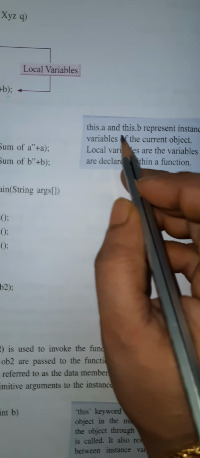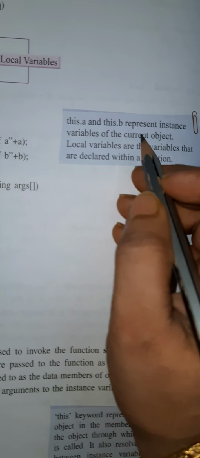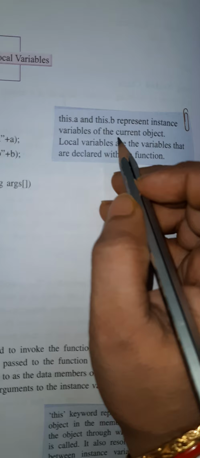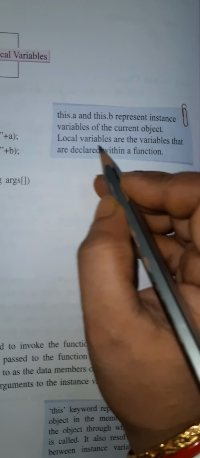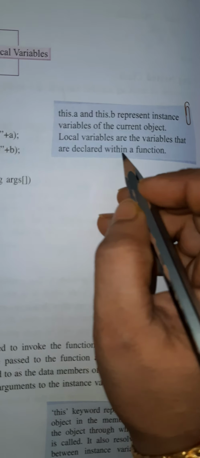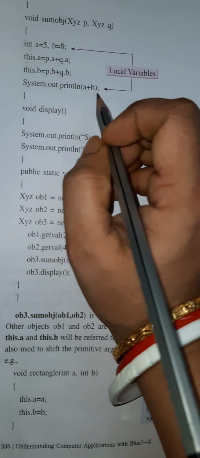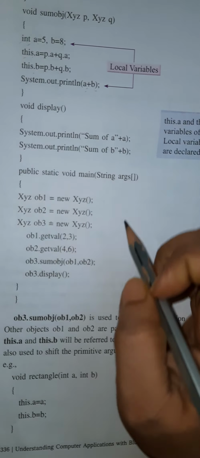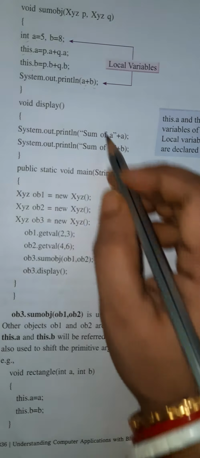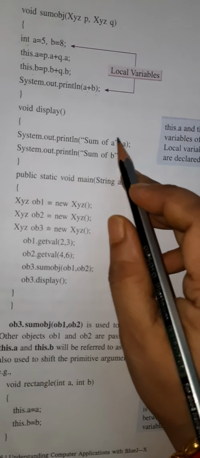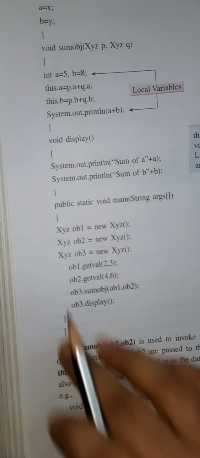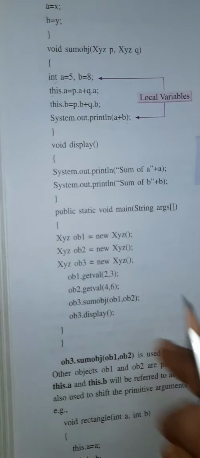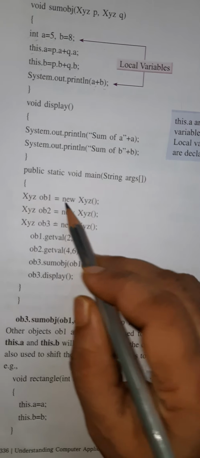So this a and this b represent the instance variables of the current object. The local variables are the variables that are declared within the function. Since it is a local variable, it will be declared inside the function. If this operator wouldn't be used, then this would create an error, because these two are declared as local variables.